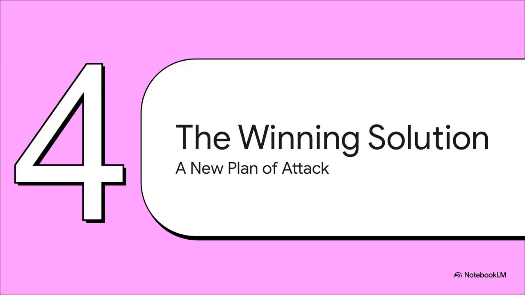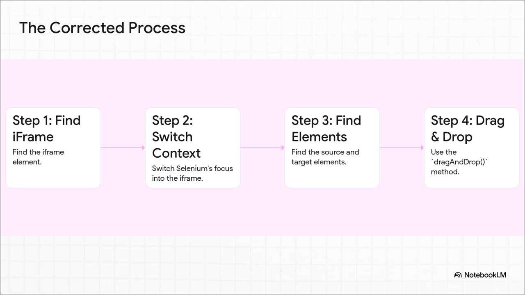Okay, so now that we know the villain of our story, we can come up with a real solution, a new plan of attack. It's not enough to just look for the element. We have to first step inside the frame where that element lives. This is the crucial part. Our nice, simple 3-step process is now a 4-step process. We've added a super important new first step. Before we even think about looking for draggable or droppable, we first have to find the iframe itself. Then we have to tell Selenium, hey, switch your focus inside this frame. It's only after we do that that it can finally see the elements we were looking for all along.